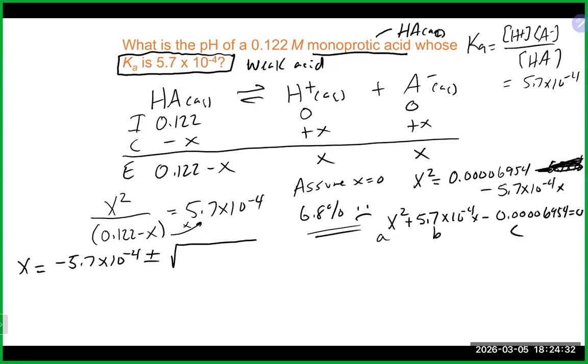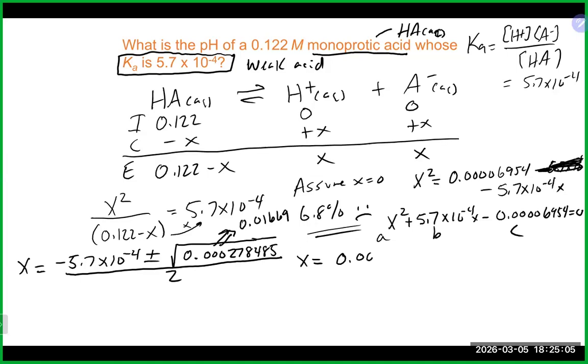If you do the b squared minus 4ac on the inside, you will end up with 0.000278485. If you then square root that number, you will end up with 0.01669, all divided by 2 times A, which is 1, all divided by 2 in this case. Going our plus root here is going to get us an x value of 0.008059.